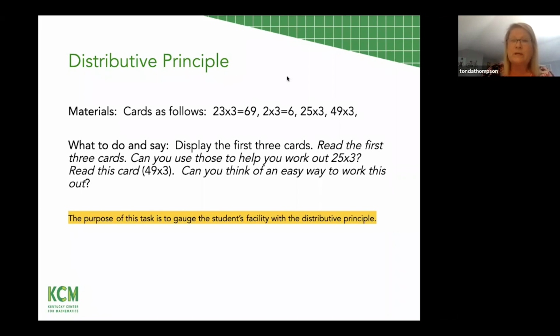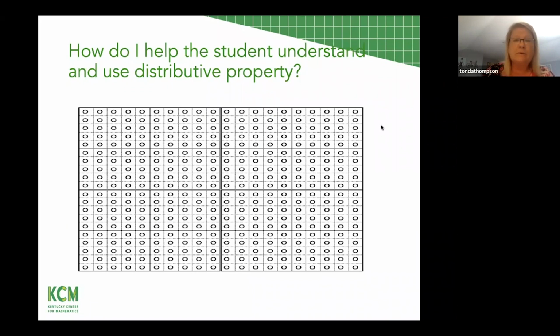So let's see here. One of the things that I have used oftentimes is the array cards that I was telling you about, which you will find on our website. If you look under the PIMSR part, you will see lots of different kinds of cards, area cards and array cards, and different types of things to help with that.